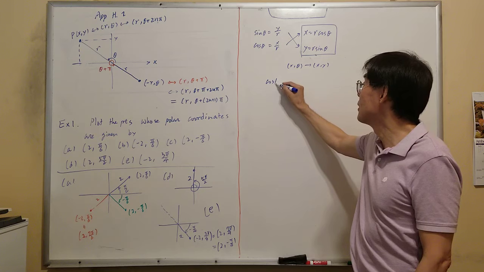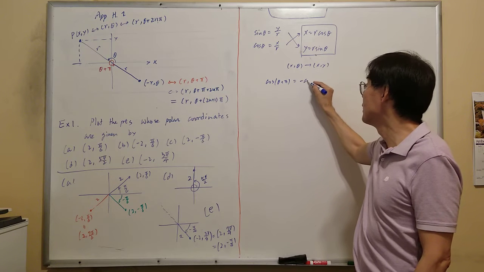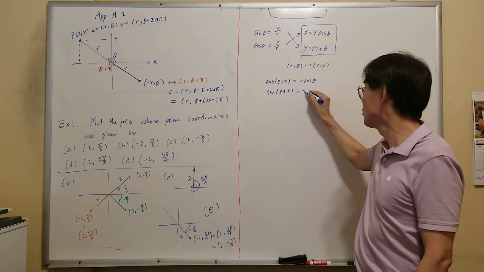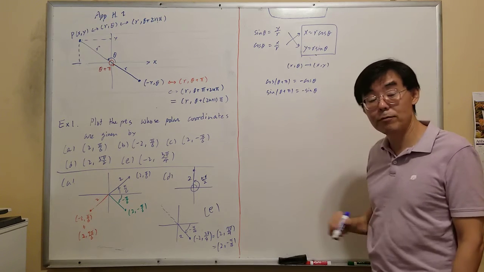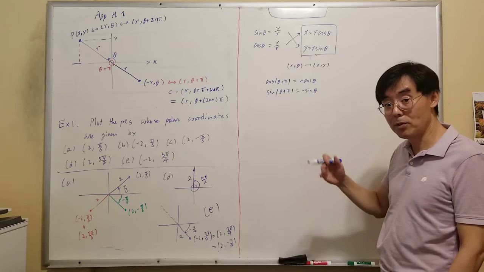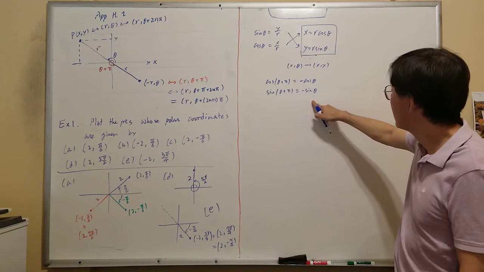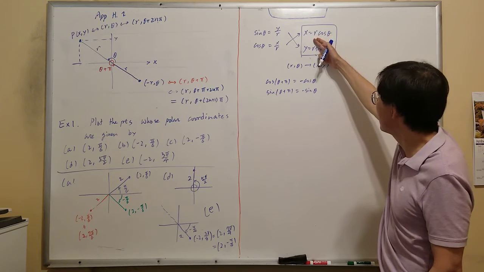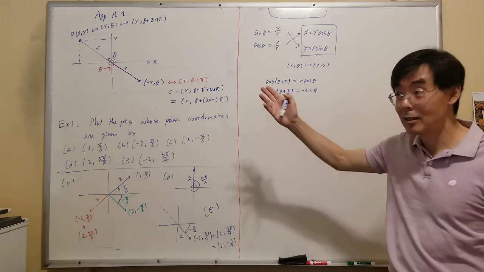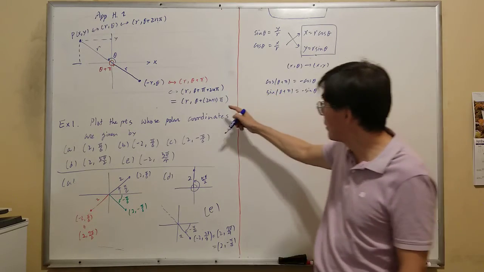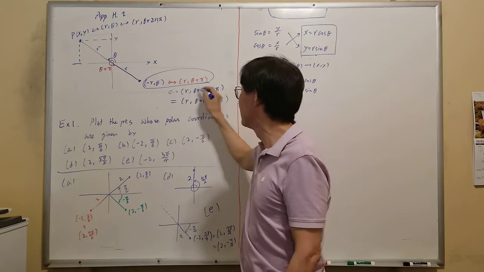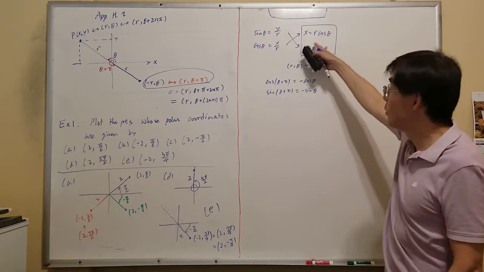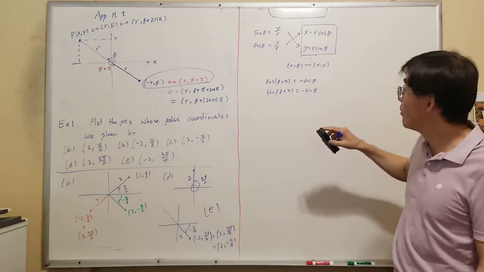Because cosine of theta plus pi is the same as negative cosine theta, and sine of theta plus pi is also minus sine theta. You can prove this using the angle addition formula of cosine and sine. If you add pi, it will be minus r cosine theta, minus r sine theta. So minus r theta is the same as r, theta plus pi. Same thing. Okay? So it works even if r is a negative value.